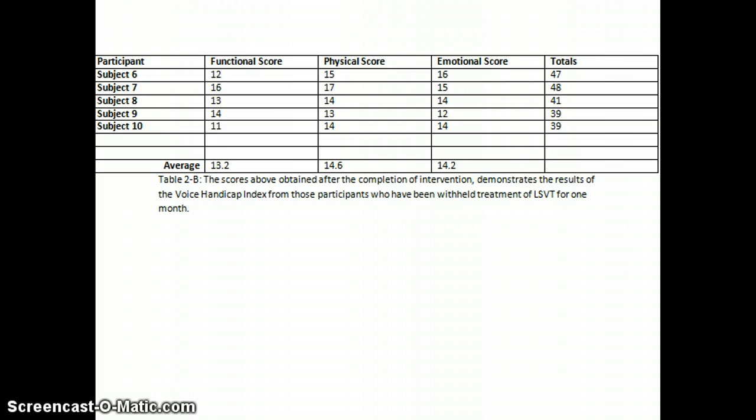So you can see that post-treatment, there have been clear differences after receiving LSVT and those Parkinson's disease patients.